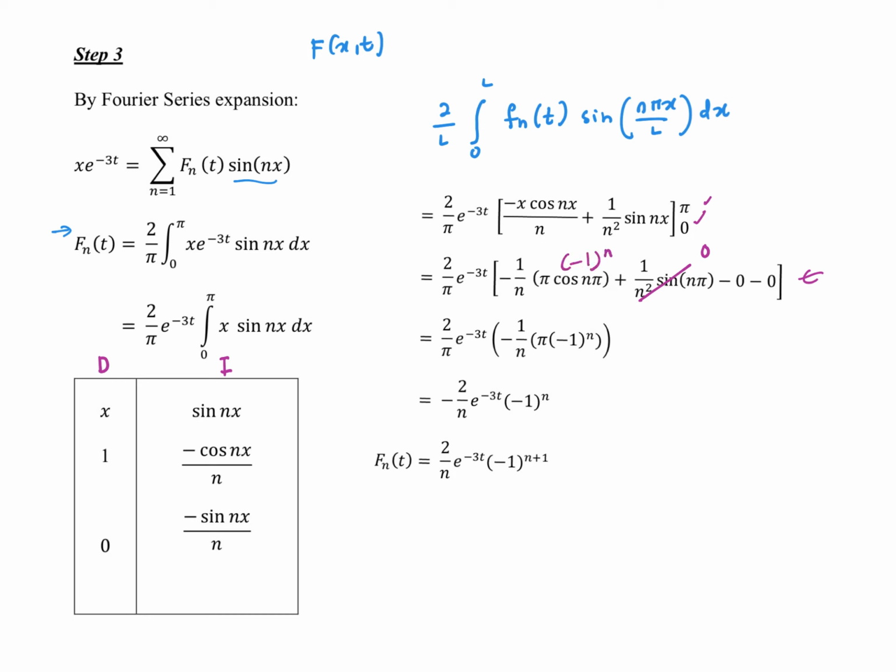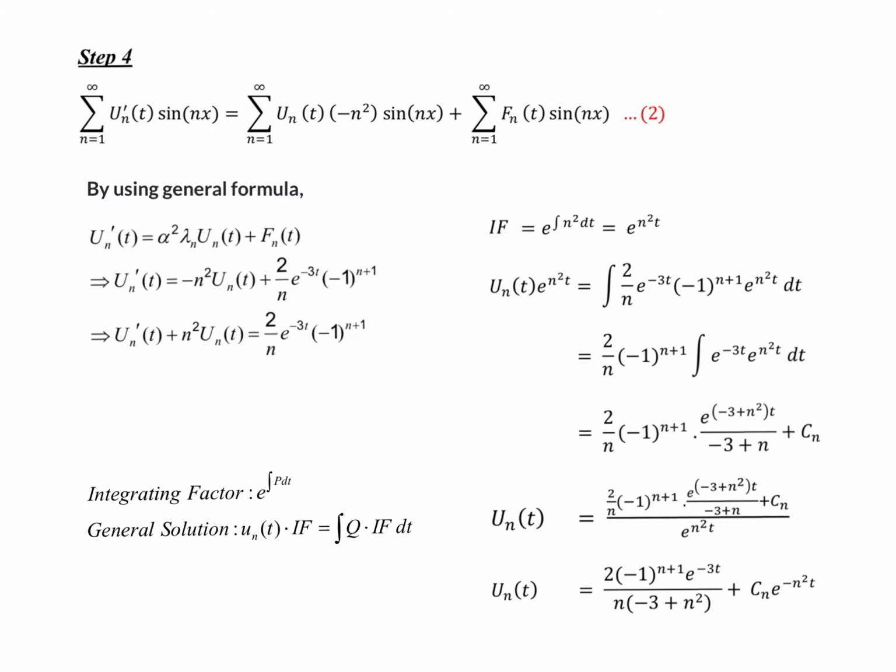So we can just write back and we will get like this. Since we know that (-1)^n is equal to -(-1)^(n+1), we can write f_n(t) is equal to 2/n e^(-3t) (-1)^(n+1). So in step 1, we have this formula.